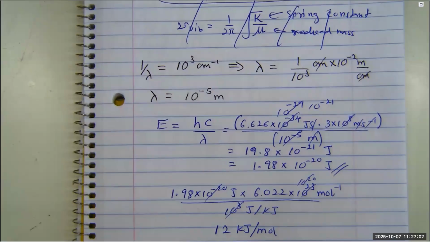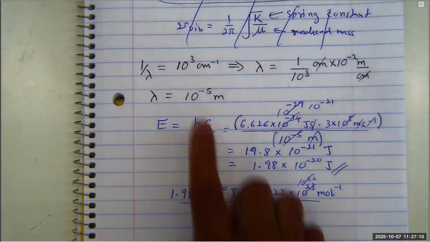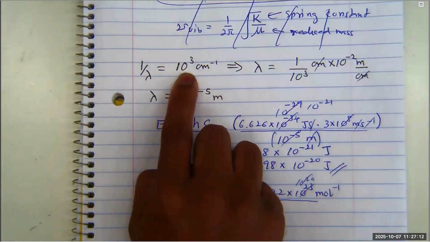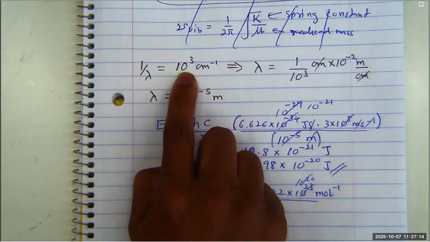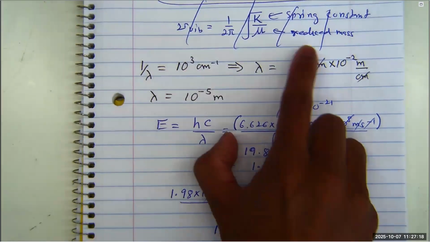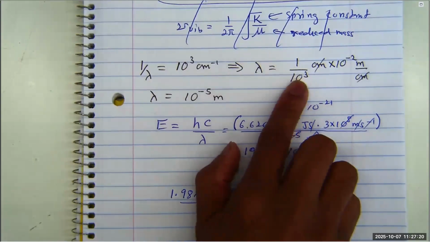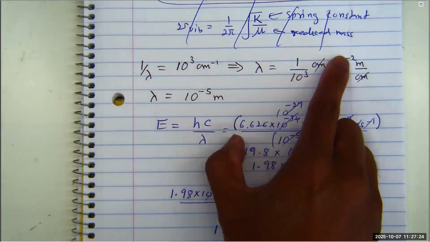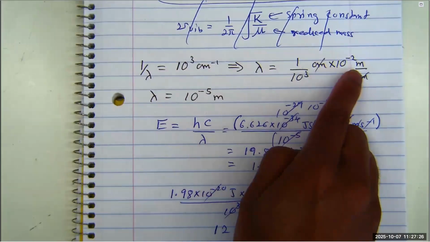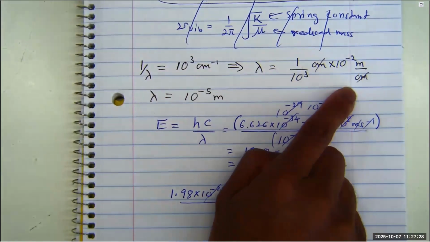How did you get the 10 to the negative 5 again? So the wave number is 10 to the power of 3, right, Camilla? If you take the inverse of that, that's going to become 10 to the power of negative 3, or 1 over 10 to the power of 3, correct? Yes. Okay. And then to make it meters, I multiply by 10 to the power of negative 2 because that's how many meters we have in a centimeter.